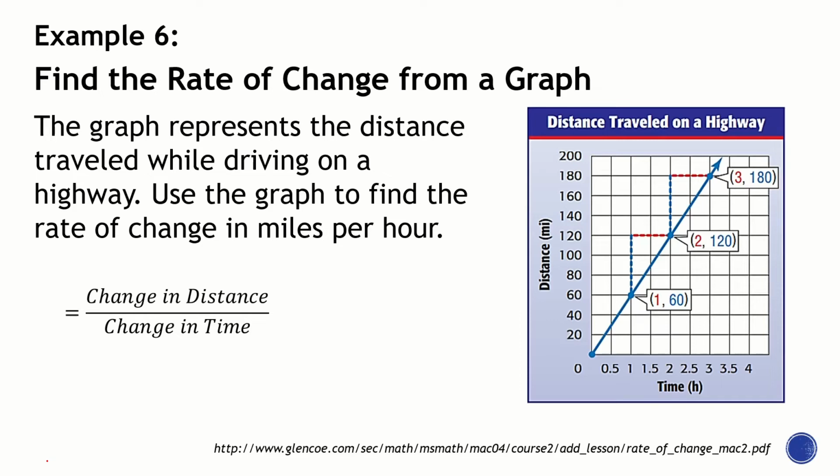So since this is a straight line, we can pick any 2 points and we'll be able to find the rate of change. So that's 120 over 2 minus 1. So that means I picked these 2 points, and that is equal to 60 over 1, or equal to 60. So that's miles per hour. All right.